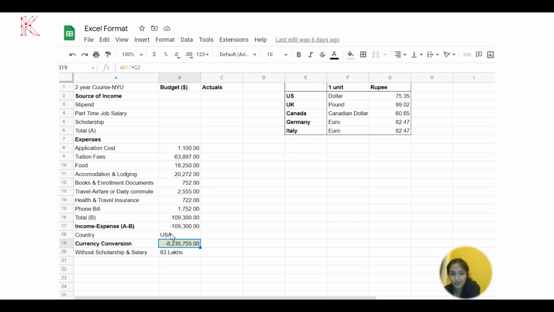And since New York is in the USA, the country is that, my currency conversion, I have taken this table, I have used this, and for dollars I have taken 75.35, which is the current conversion rate, and that comes out to be 83 lakhs. That is, I have to spend 83 lakhs for 2 years and I don't have an income right now. I don't know about you guys, but I am definitely not an ultra rich kid who can afford this for sure. Okay, so what now?